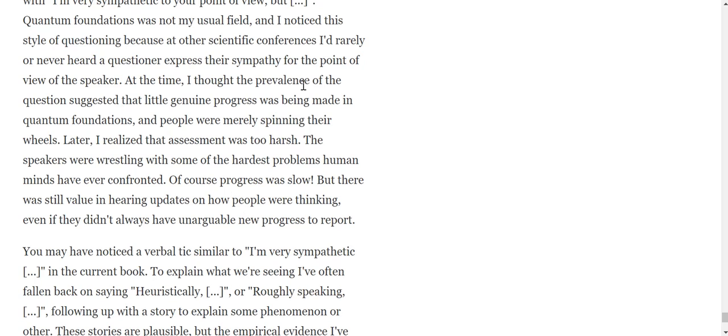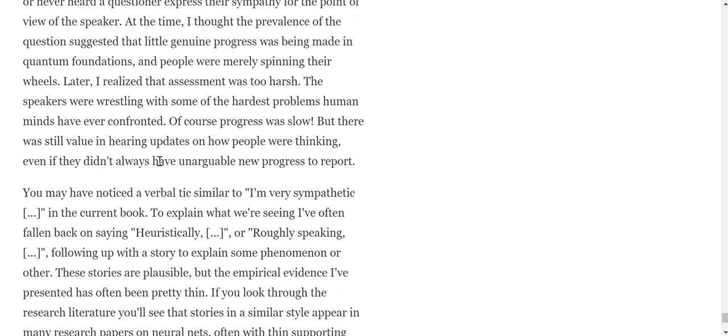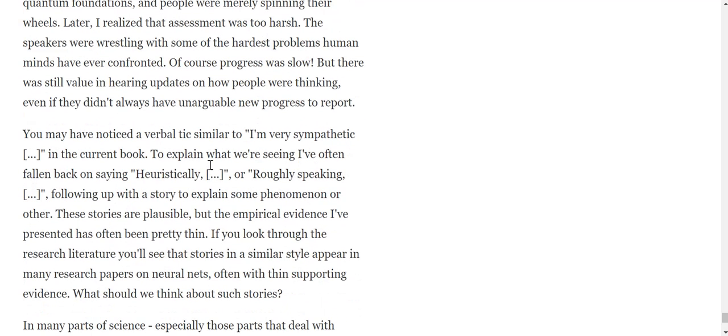At the time, I thought the prevalence of the question suggested that little genuine progress was being made in quantum foundations, and people were merely spinning their wheels. Later, I realized the assessment was too harsh. The speakers were wrestling with some of the hardest problems human minds have ever confronted. Of course, progress was slow, but there was still value in hearing updates on how people were thinking, even if they didn't have unarguable new progress to report. True.